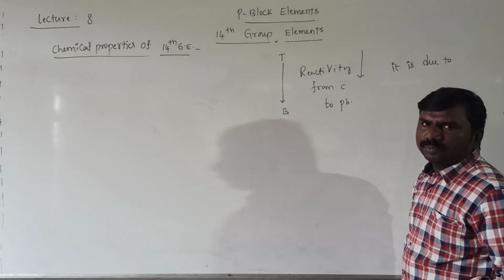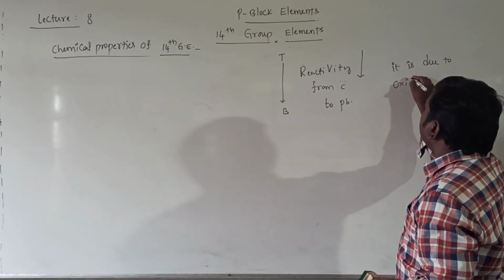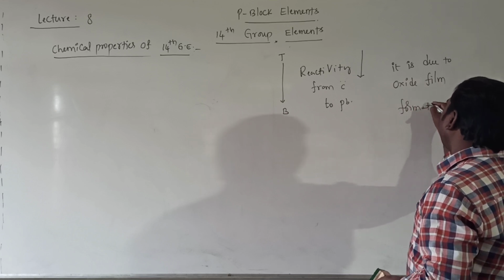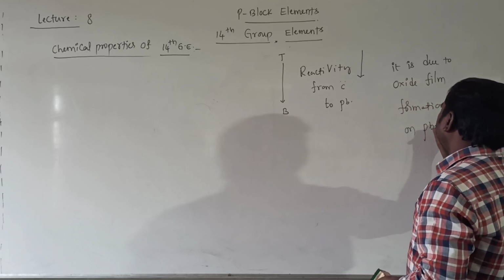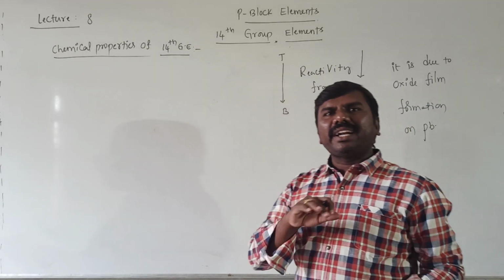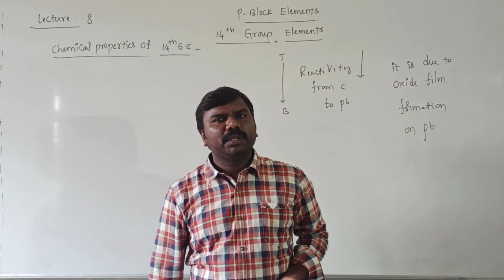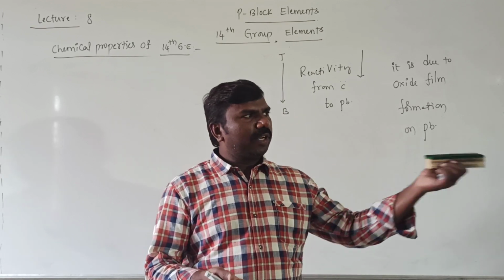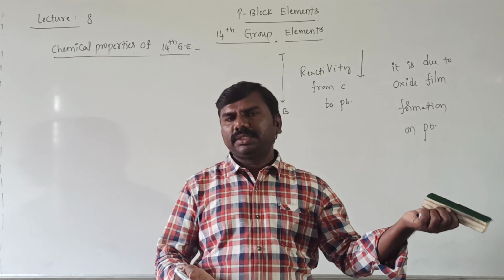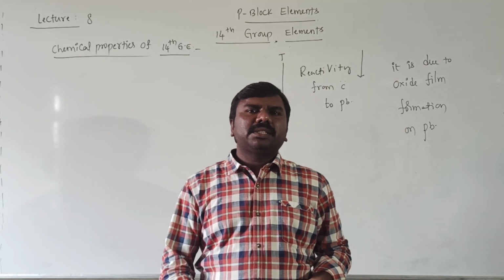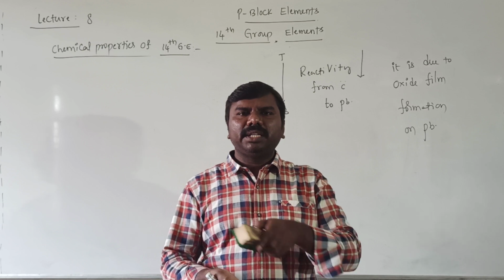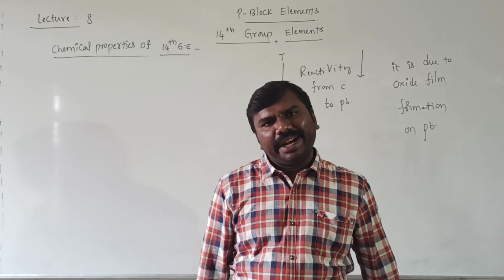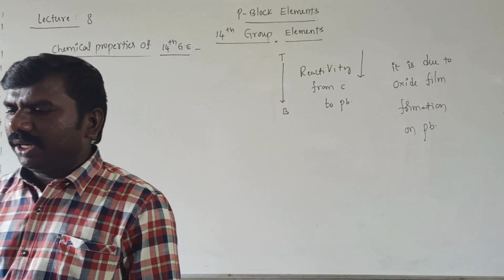It is due to oxide film formation on lead. Lead can form an oxide film like aluminum oxide film. Due to the formation of the oxide film, it protects the lead from other elements like oxygen, nitrogen, etc. Then obviously the reactivity of lead will be decreased by the oxide layer on lead. That's why top to bottom reactivity will be decreased.